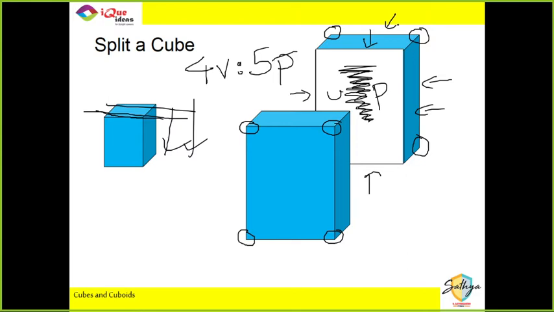So both these pieces will have 5 sides painted and 1 side unpainted, because both of them have got 4 of the original vertices.